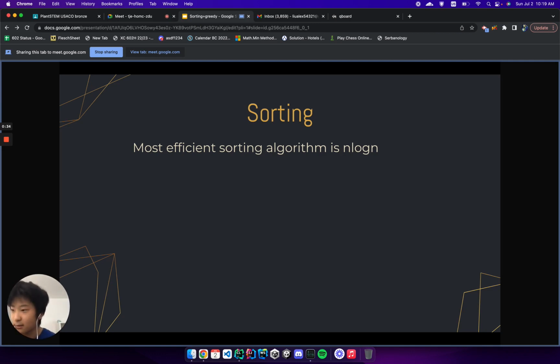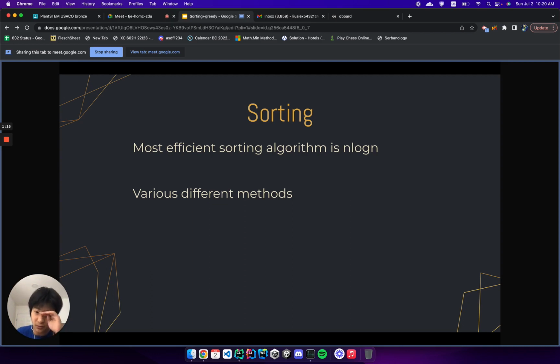Remember, log n means base 2, not base 10. Sorry. Okay, sorry about that. So there's a lot of different sorting methods right now that are n log n.